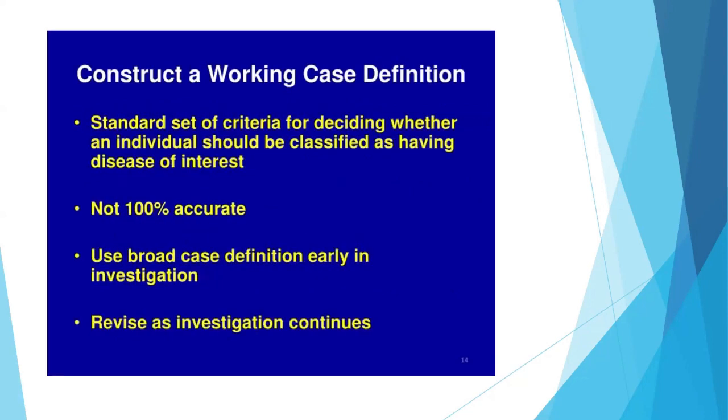Construct a working case definition. There is a standard set of criteria for deciding whether an individual should be classified as having the disease of interest or not. It is not 100% accurate, and we use a broad case definition for the investigation, and in later phases, we revise it and narrow down the case definition. The case definition is broad in the early cases so that we do not have any false negatives.